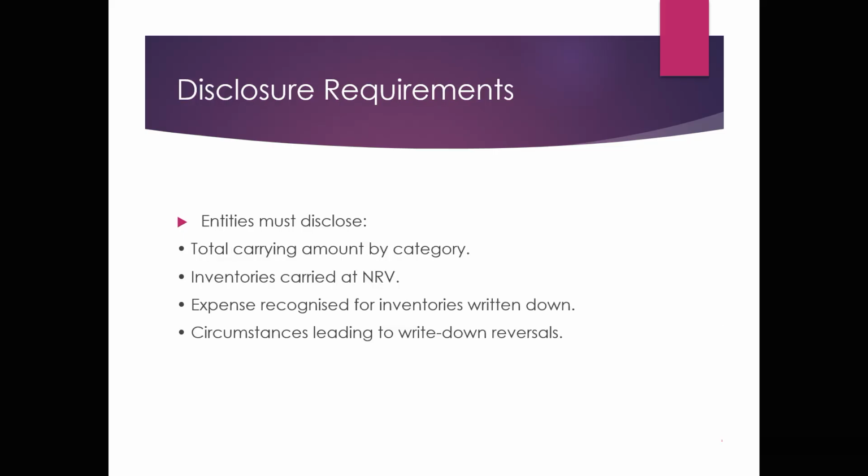So disclosure requirements: entities must disclose the total carrying amounts by category, inventories carried at NRV, the expense recognized for inventory written down, the circumstances leading to write-down reversals. In fact, I can tell you guys, inventory in the UK is difficult as well. May you not face very difficult complaints on inventory. They use different kinds of inventory recognition.